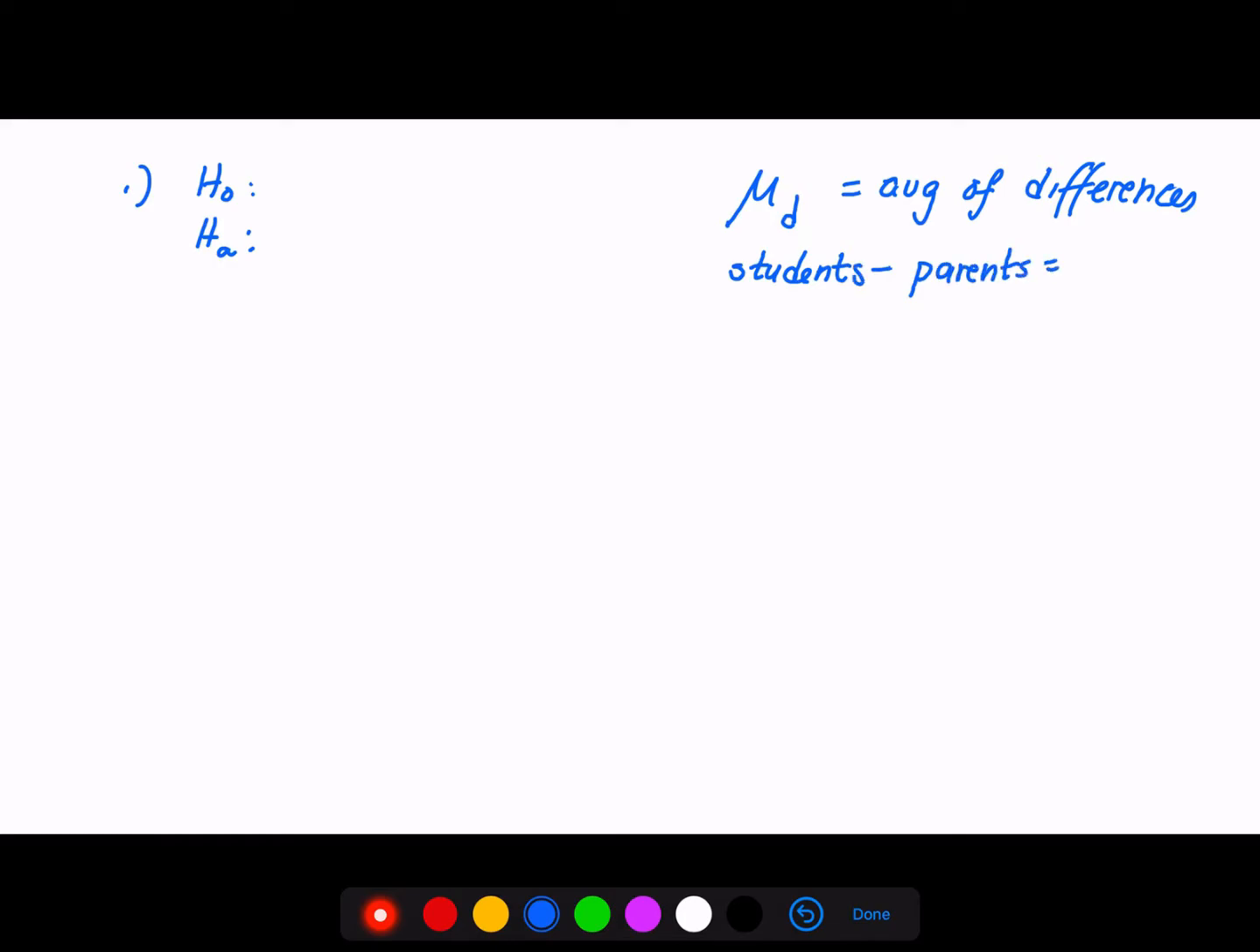Okay, so let's go ahead and take a look at how we would do this hypothesis test. So the first thing we're going to do is write our null and our alternative hypothesis. Now the symbol we use here is the mean of the differences. So this talks about the mean or the average of the differences. And just as a reminder, when you do one of these problems, you're taking the number in the first column, the students, and we're going to subtract the number in the second column, the parents. And what we're interested in is what this difference is. So this stands for the average of the differences.